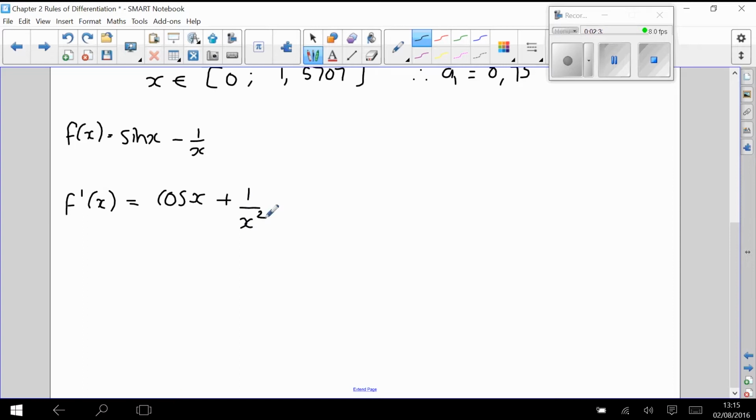I'm now ready to set up my equation. Remember, I'm looking for the second estimate. I find the second estimate by using my first estimate minus my function with the first estimate all over the derivative of my function with that same first estimate.